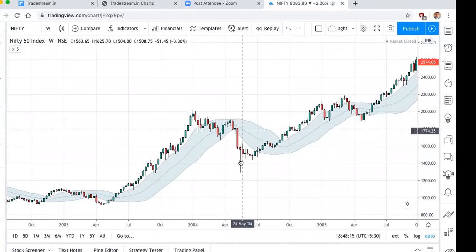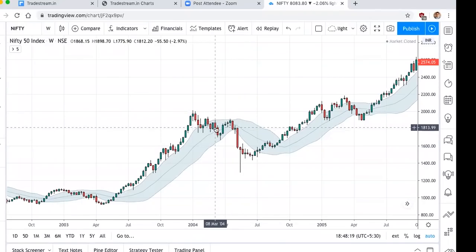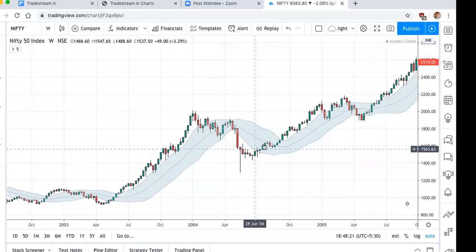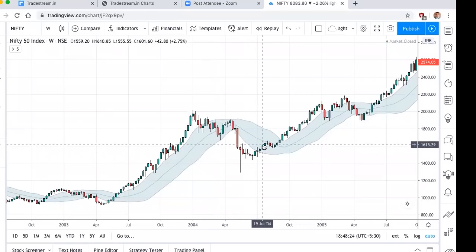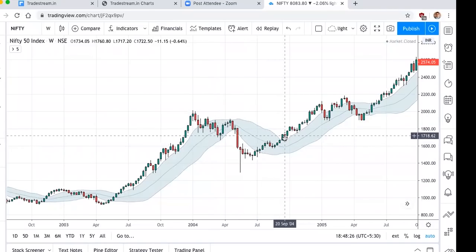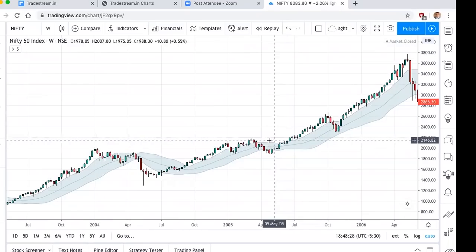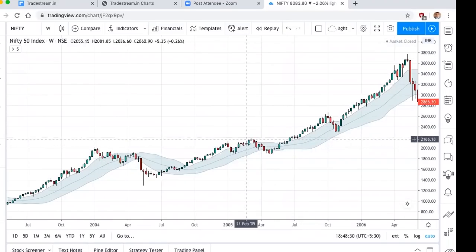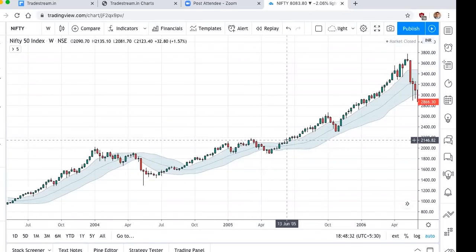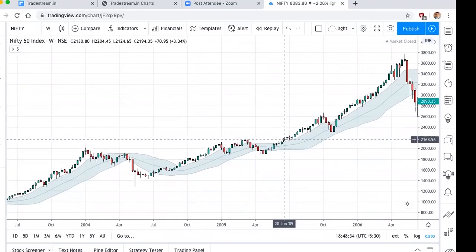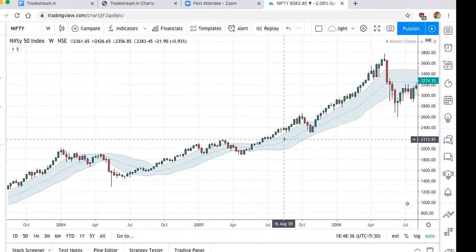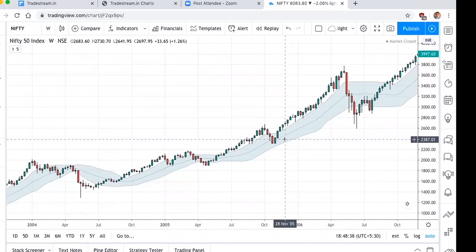This drop was as a result of elections, and following this rule, you actually exited somewhere here. So you stayed out for the entire drop. Your drawdown was very minimal. You re-entered in September. Again, you had these small hiccups where you exited and entered at a slightly worse price. But that's the price you pay for avoiding the big drawdowns, basically.